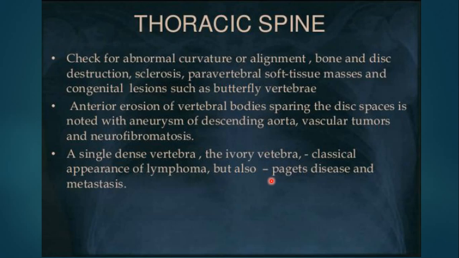Single dense vertebra is what's called ivory vertebra. You see one vertebra that is so white and dense. This is called ivory vertebra. It's a classical appearance of lymphoma. It can also be seen in Paget disease and sclerotic bone metastasis. Most commonly, it will be prostate carcinoma, okay?